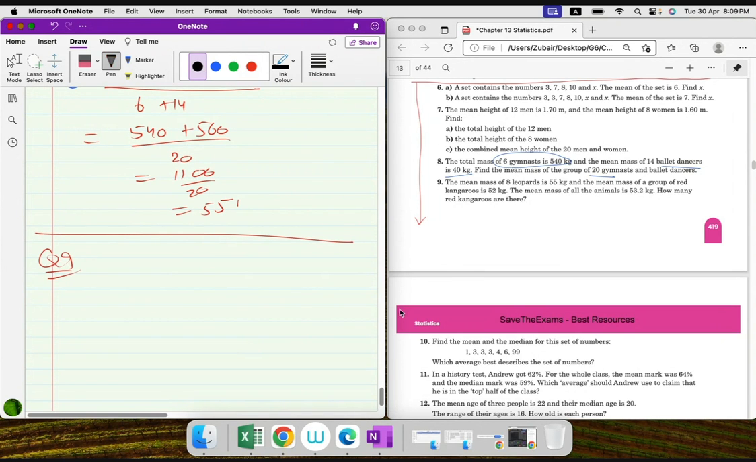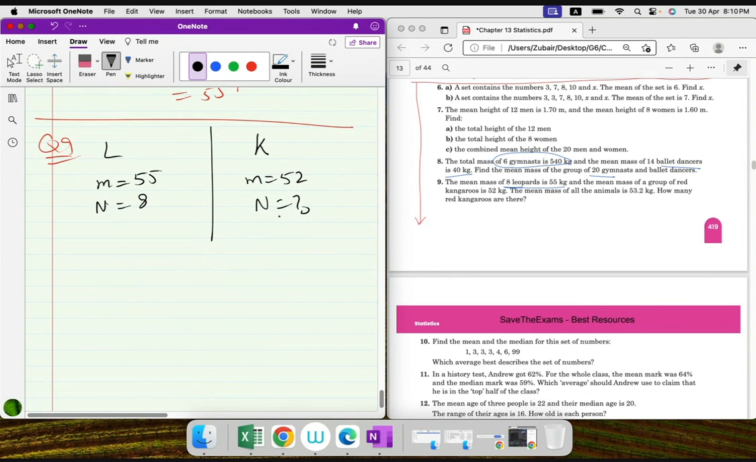Question number 9. The mean mass of 8 leopards is 55. So for the leopards, the mean is 55 and the number of leopards is 8. The mean mass of a group of red kangaroos is 52. The mean mass of all the animals is given, so the combined mean is given. The number of kangaroos is unknown. So how many red kangaroos are there?